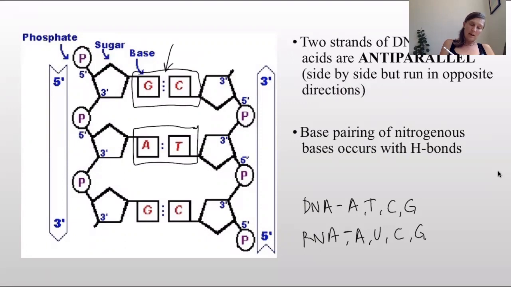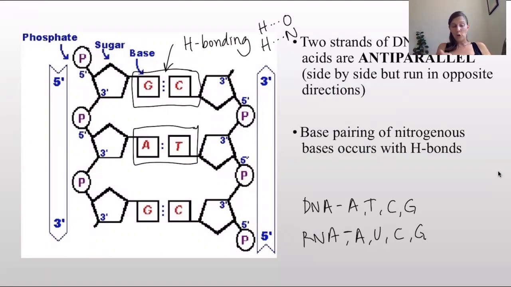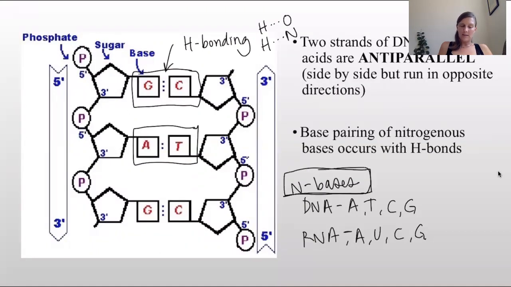And the way they come together is through hydrogen bonding. Remember, hydrogen bonding can be between O's and H's or N's and H's, right? And remember, these are nitrogenous bases, so these are the N bases that we're talking about. These nitrogenous bases have a lot of nitrogen, and we know that hydrogen bonding is between N's and H's.